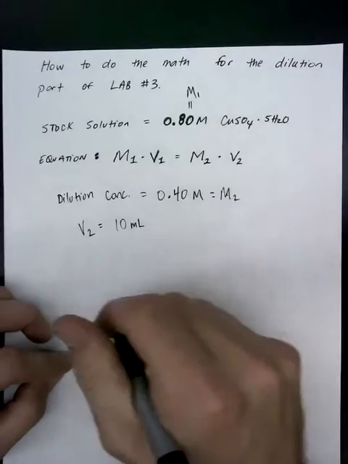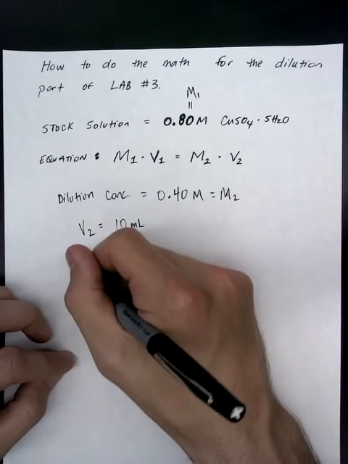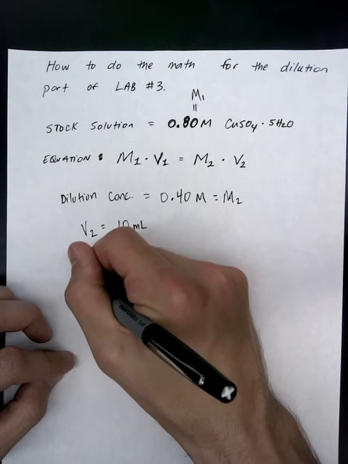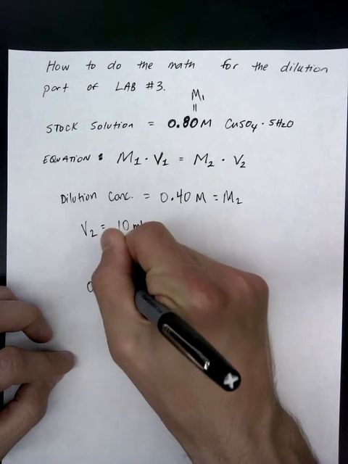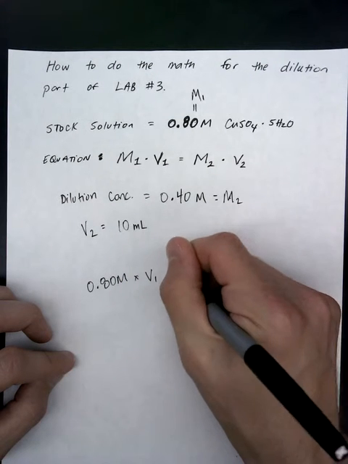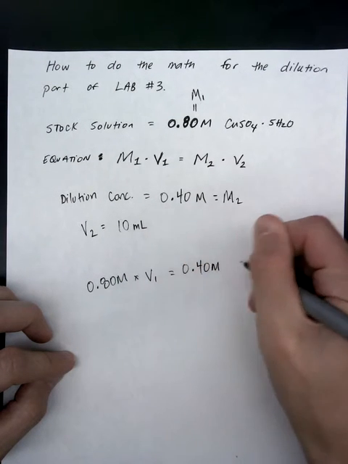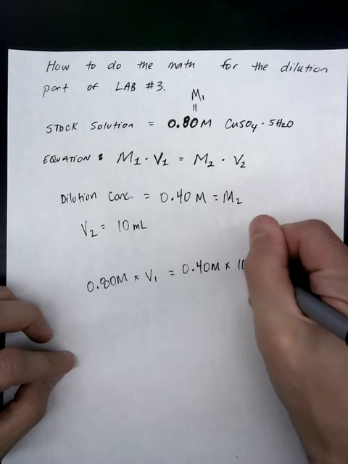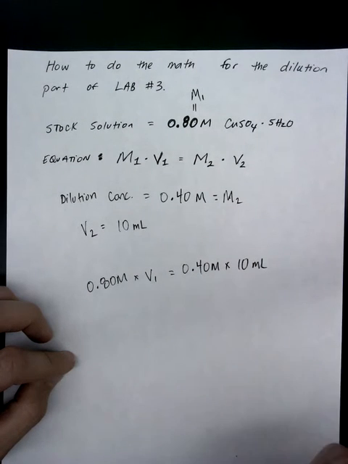So here's how it works. I've identified M1, M2, and V2, so the only unknown is V1. I'm going to plug these into the equation. 0.8 molar, again my M1, times V1, which I don't know just yet, equals M2, my dilution concentration that I want, times my final volume, which is 10 milliliters. So there's the setup.